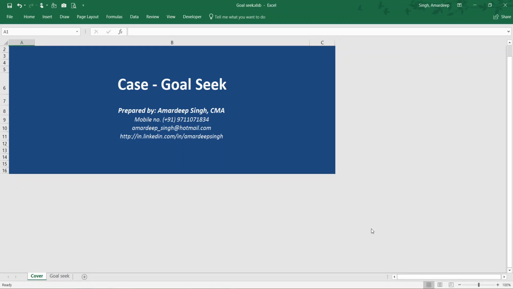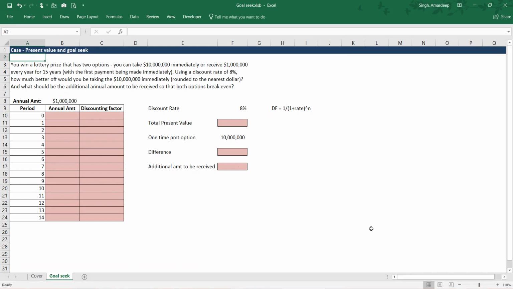In this file, I'm going to be talking about a very important functionality in Excel, which is called goal seek functionality. Now, in order to discuss this functionality, I'll walk you through a small case.